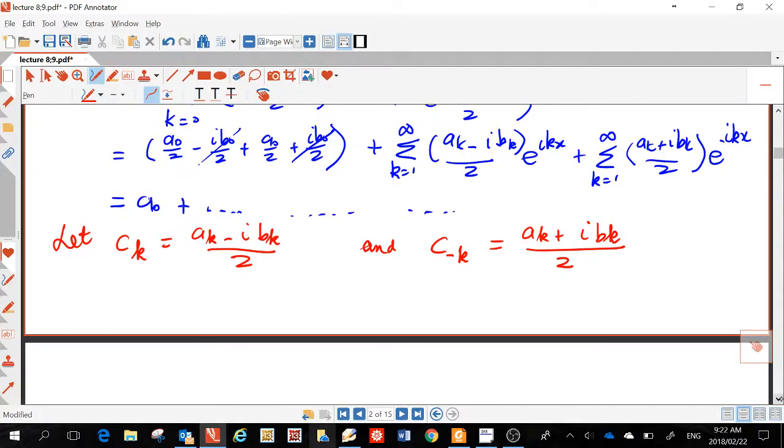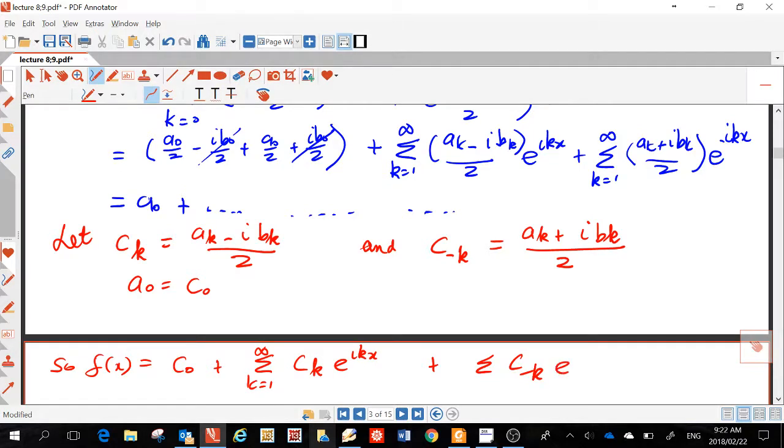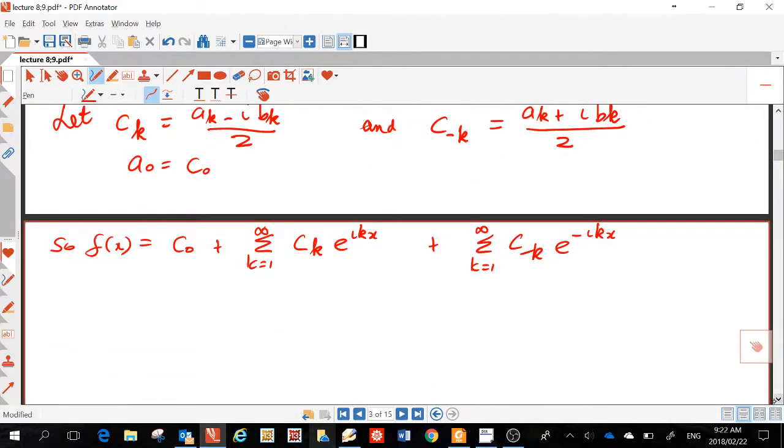Okay, let me keep that slide available there. So now I can say f of x. It's a bit of a long derivation, but we have to do it. Of course, A naught will be C naught. So this will be C naught plus sigma k equals 1 to infinity. The first one is C_k e to the i k x. The second one will be sigma C minus k e to the minus i k x, k equals 1 to infinity. Now you can see the purpose behind this.